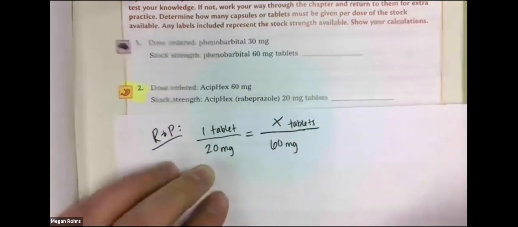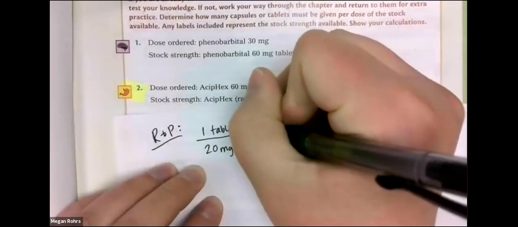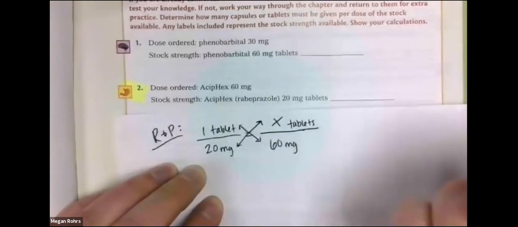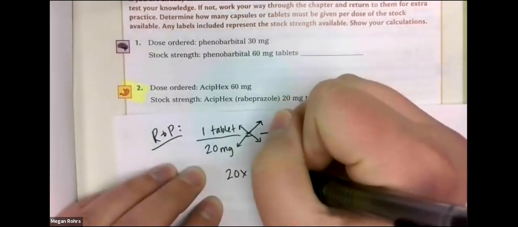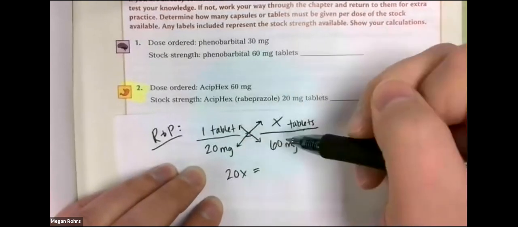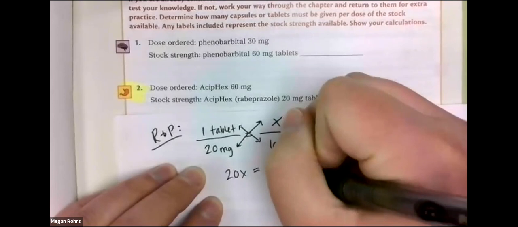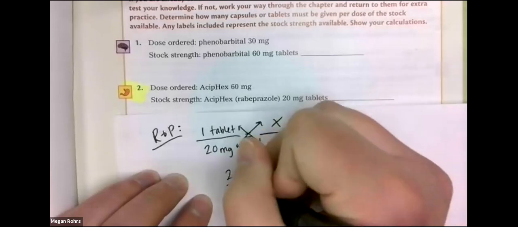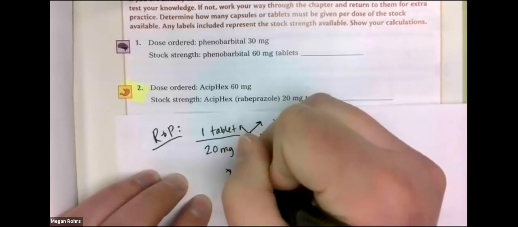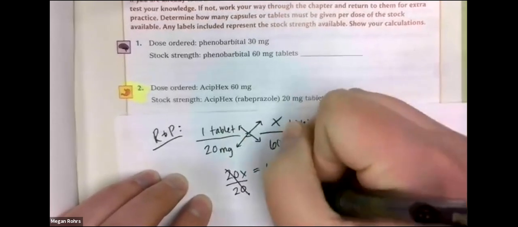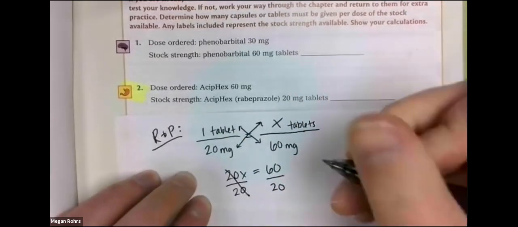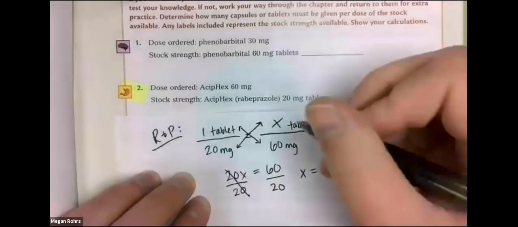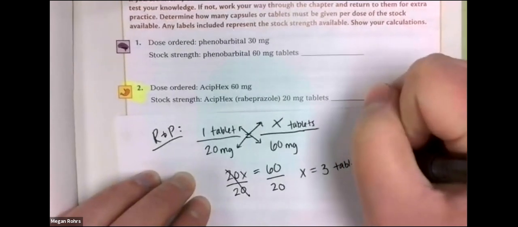Now, to solve for x, we're going to cross multiply. So in this case, I have 20 times x, which is 20x. Set that equal to 1 times 60, which is 60. Now to get x by itself, I need to divide by 20 here. Whatever I do to one side, I have to do to the other. So then x equals 3. So the answer is 3 tablets.